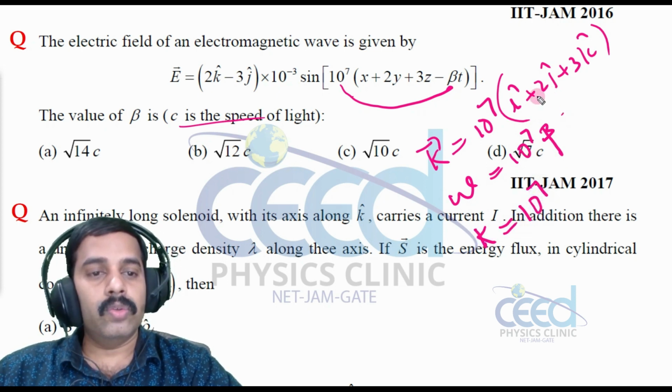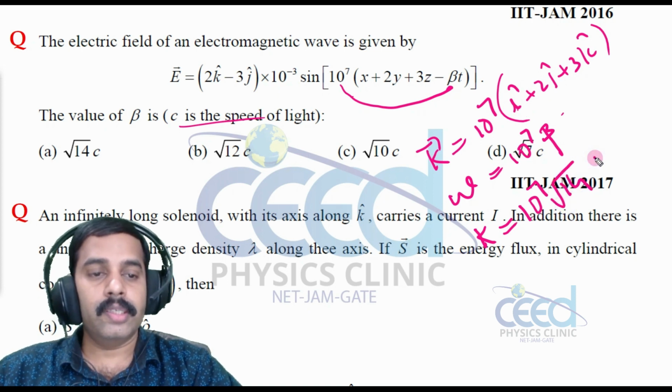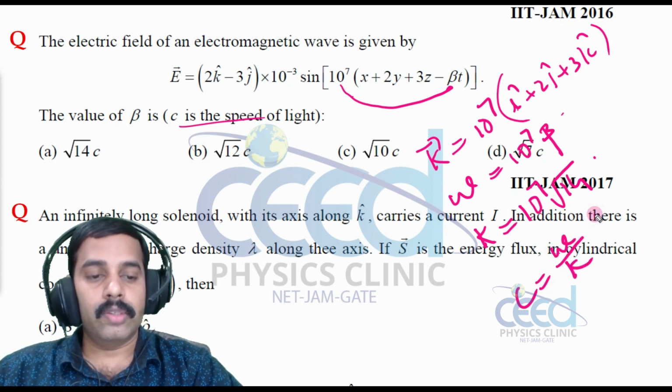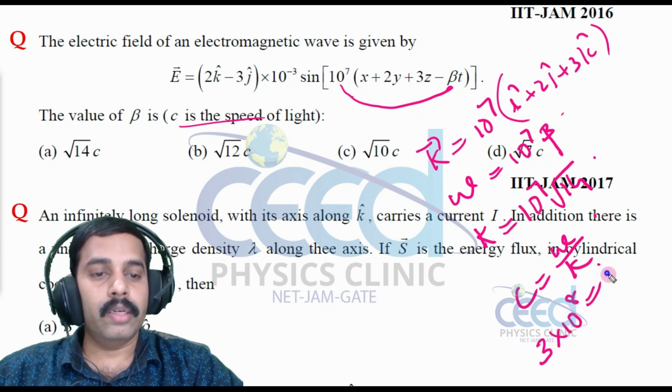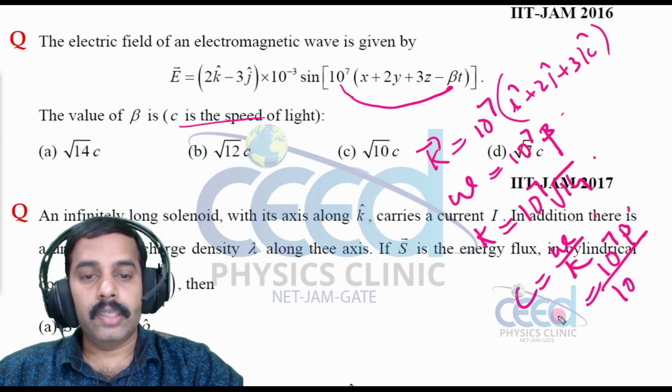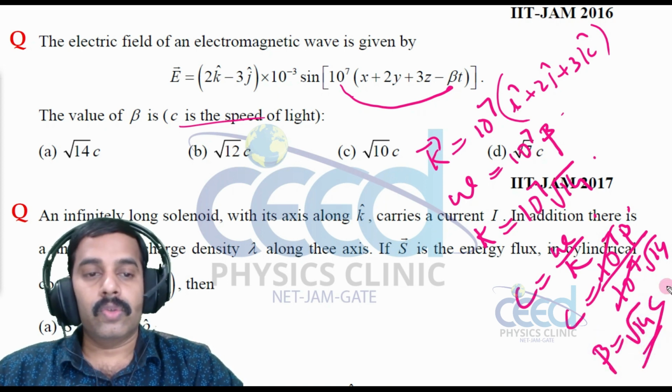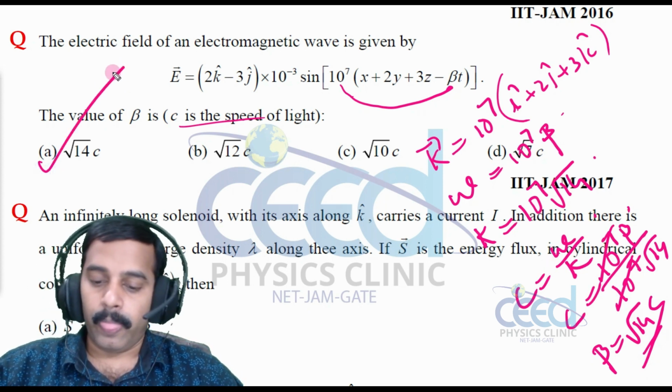10 raised to 7 into square root of 3 square plus 9 plus 4, 13 plus 1, that is root 14, right? Now we already know C is equal to omega by k, that is C is equal to 3 into 10 raised to 8, is equal to what? Omega is 10 raised to 7 beta divided by, so in terms of C we need to write 10 raised to 7 root 14. So 10 raised to 7, 10 raised to 7 cancel. So what is beta? Root 14 C, right? So which one is the option? Option A is correct, right? All right.